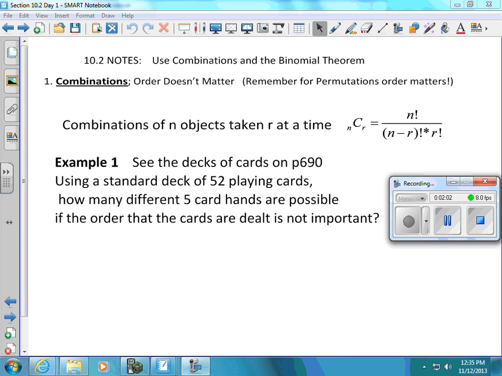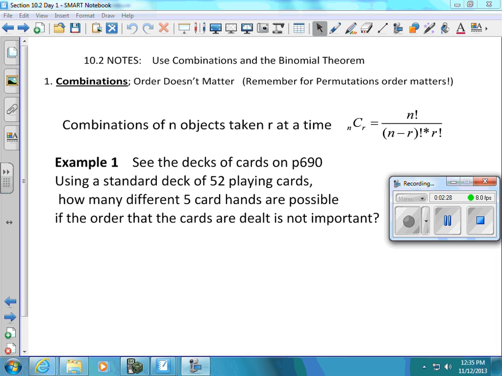So let's look at this one. Example 1. See the deck of cards on page 690. So if you flip to your book on page 690, or if you have a deck of cards at home, you can pause, get it out, and take a look at all the cards face up. Using a standard deck of 52 cards, how many different 5-card hands are possible if the order that the cards are dealt is not important?